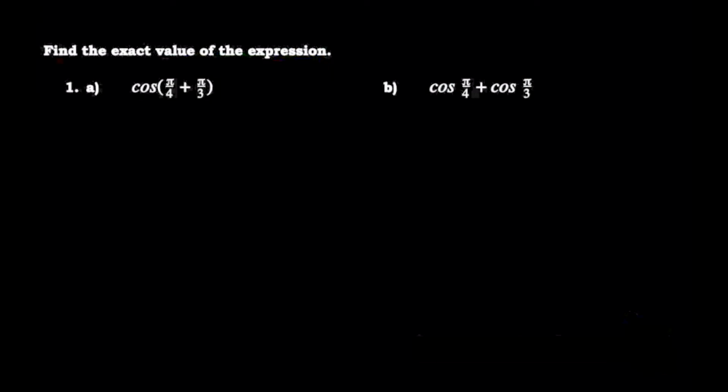This one says find the exact value of the expression. In part A we have cosine of pi over 4 plus pi over 3, a sum of two angles inside a trig function, and in the second example we're adding two trig functions together. This problem is trying to hit home the fact that you can't just distribute cosine into these parentheses and come up with cosine of pi over 4 plus cosine of pi over 3.